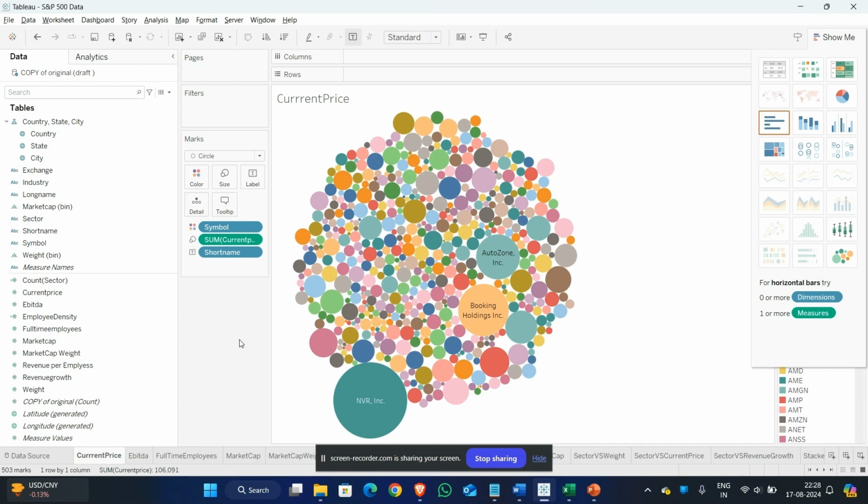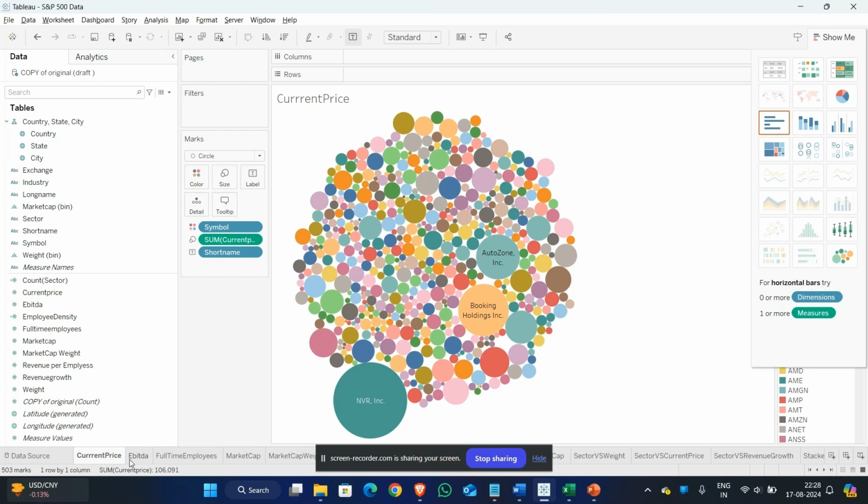Firstly, I have used a bubble chart to draw the current price visualization, where I have dragged current price sum to the size and short name to the label part. And from this visualization, we can clearly see that Nvidia has the highest price, and other notable companies are Booking Holdings and AutoZone.